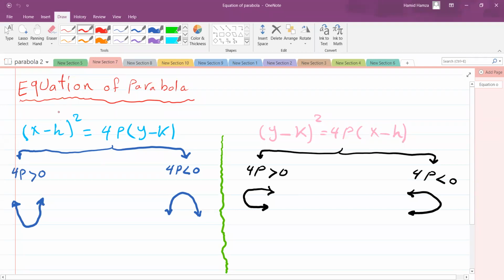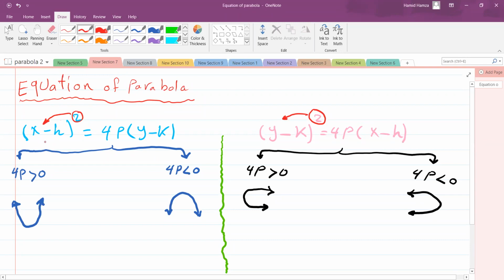Yesterday we studied the equation of parabola, and as I mentioned yesterday, we have two kinds of parabola. It depends on the power. Where is the power? Is it above the bracket which contains x, or above the bracket which contains y?